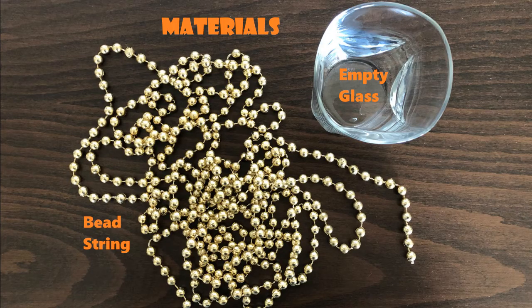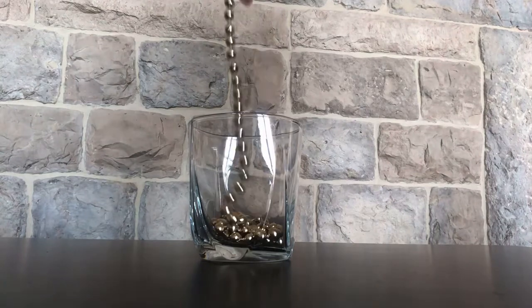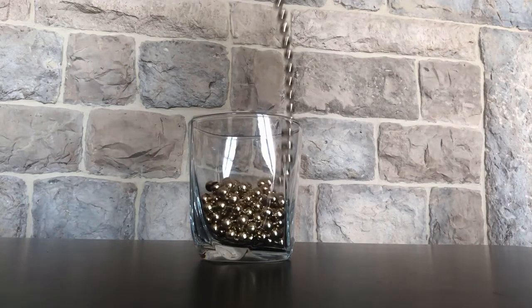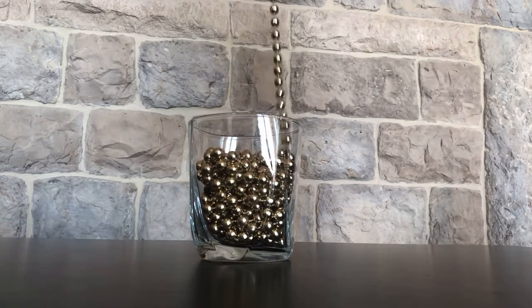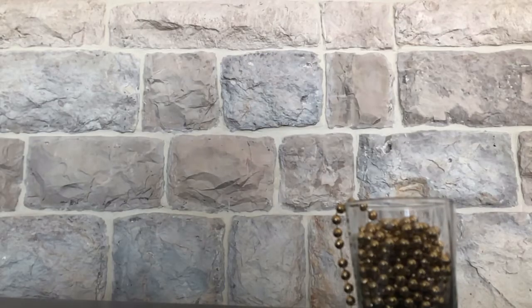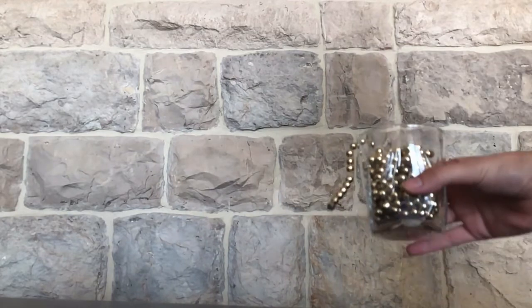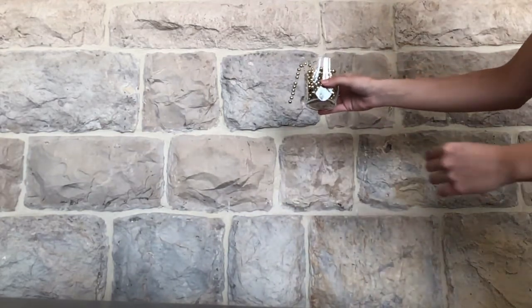For this experiment, you will need an empty glass and a string of beads. We're going to start by filling the empty glass with the string of beads. Please make sure to layer them neatly so that they are not tangled. Then we're going to pull out the beads slightly at the top of the string, as if we're kicking the string.